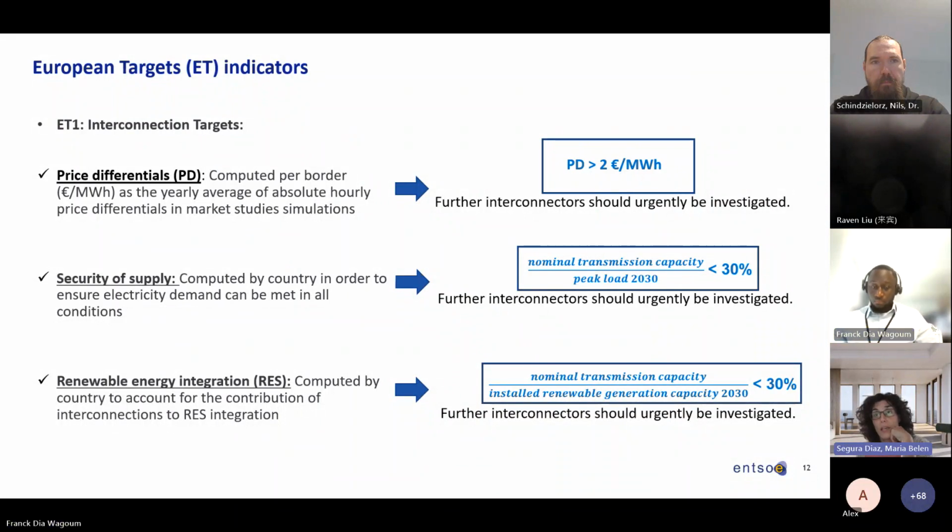The third indicator is the renewable energy integration, computed again by country, to account for the contribution of interconnections to renewable energy sources integration. Here, we have to divide the nominal transmission capacity that I have defined previously by the installed renewable generation capacity by 2030. And again, whenever this value is below 30%, it means that for those countries, further interconnection should be urgently investigated.